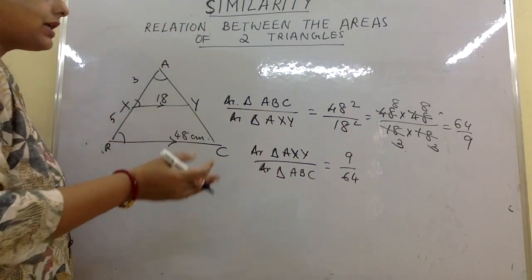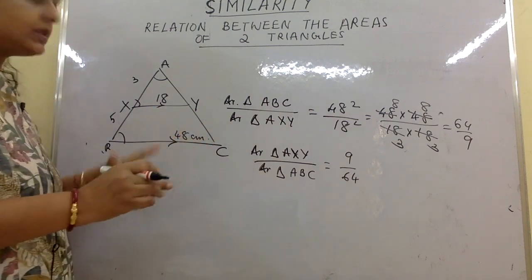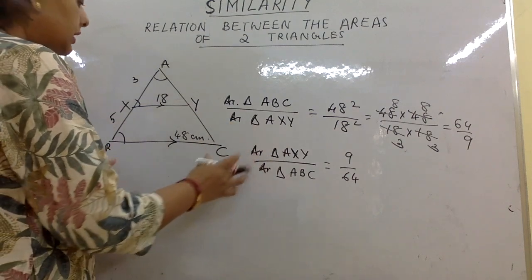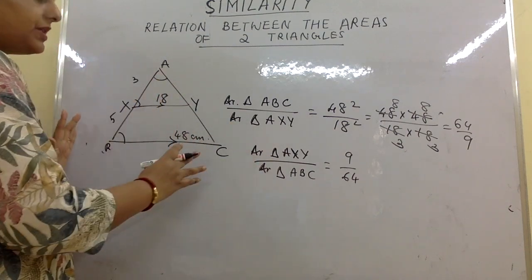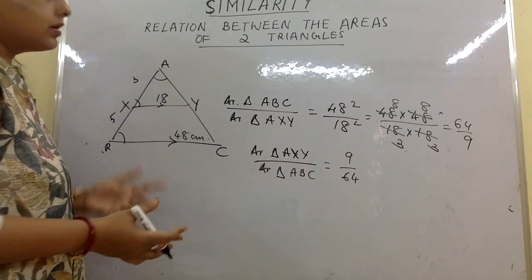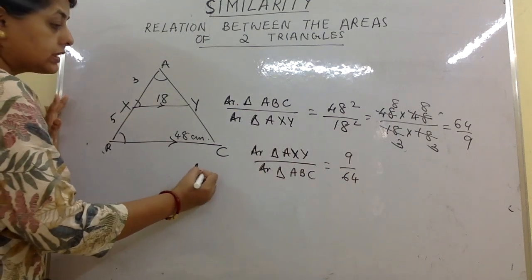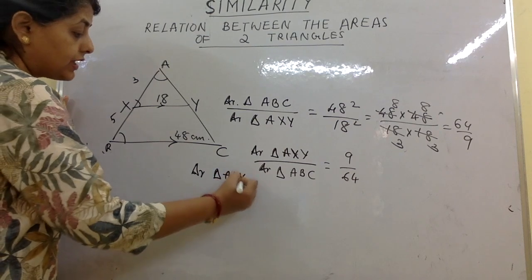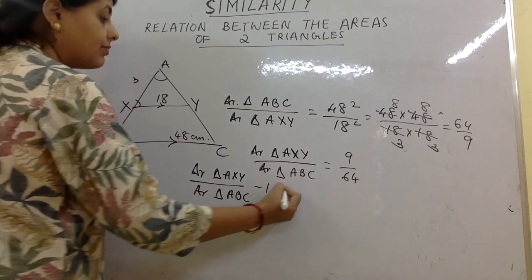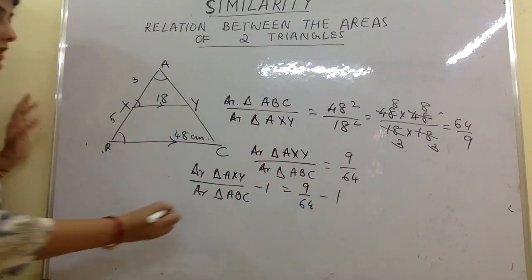Now what to do? Because I don't want AXY in the picture. ABC I want, but I want the trapezium. Now how do I get the area of the trapezium from the area of the triangle ABC? If I can subtract the area of this smaller triangle, I will get the area of the trapezium. Now what I will do is area of triangle AXY by area of triangle ABC, just a -1 on both sides. Okay, I'll do a -1 on both sides.